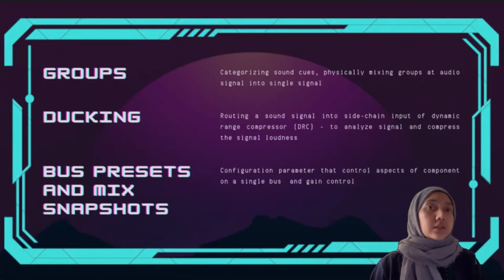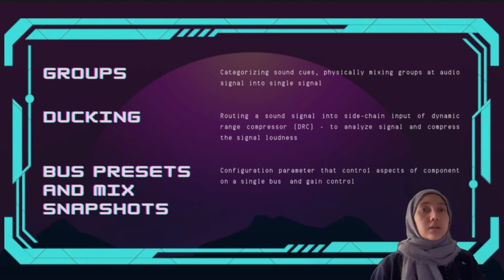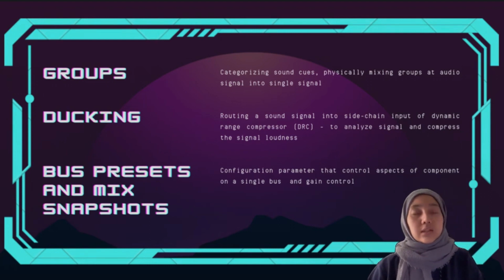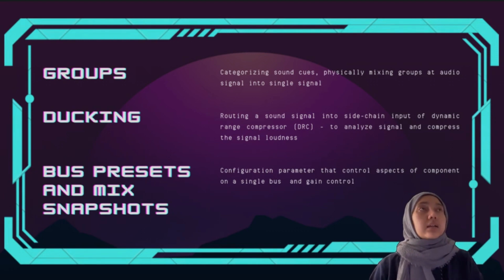There are a few techniques of mixing sound that the goal is to avoid sound damage. The first technique is to mix the audio by groups. This is to categorize sound cues and physically mixing the groups into single signals so that you can control entire category at once. And the second technique is by ducking.